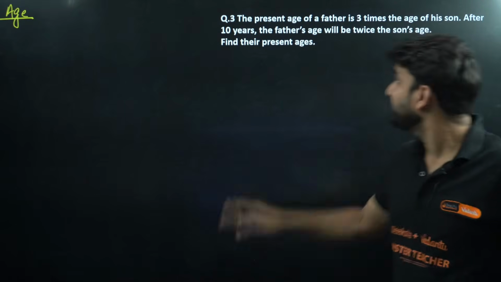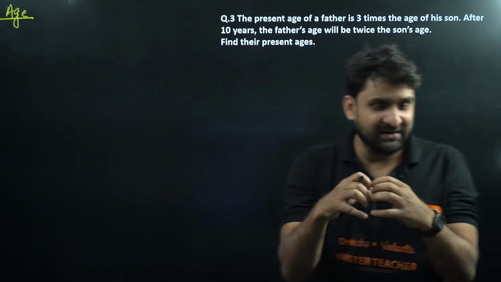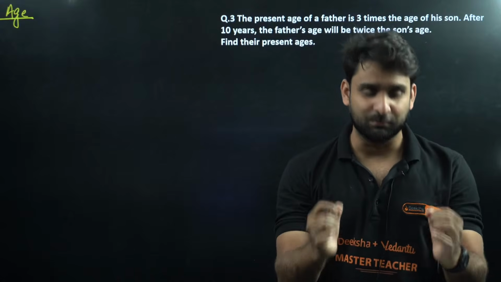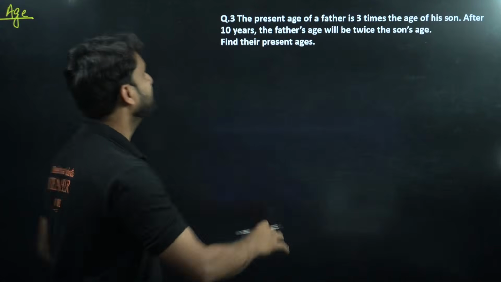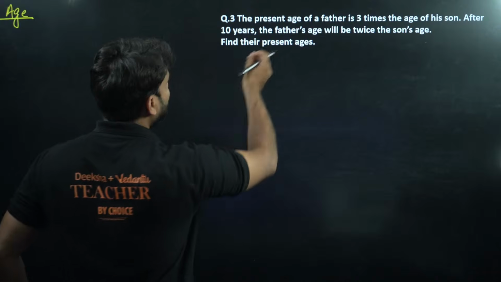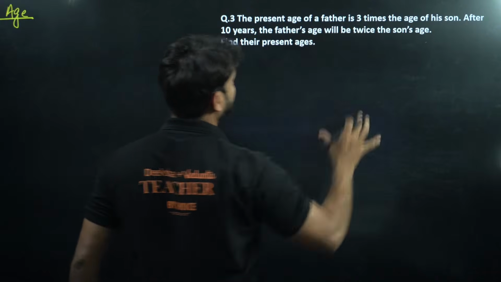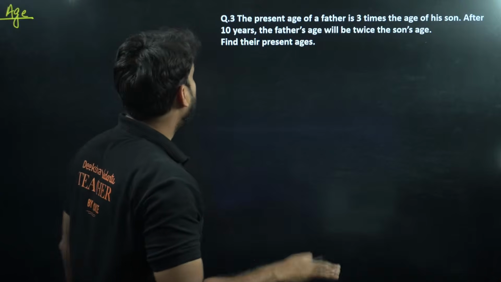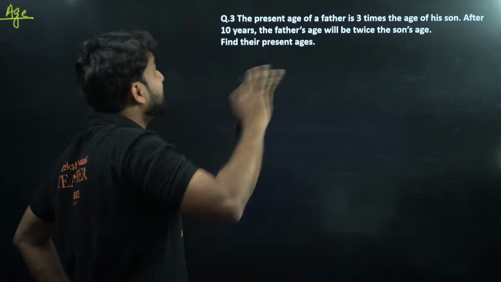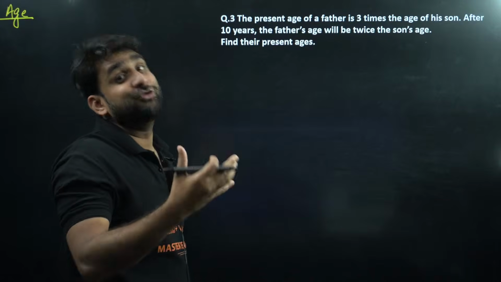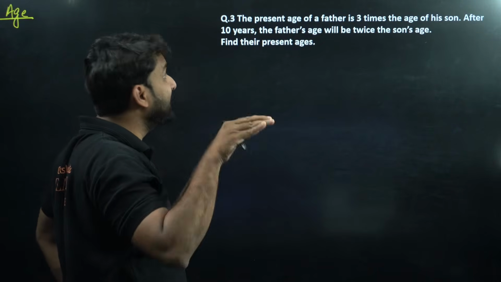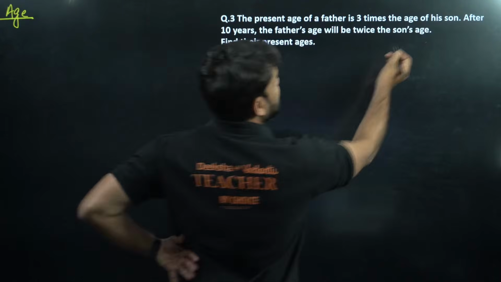Okay, moving to next. Okay, so please focus here. Class 10th champions, class 10th titans, everyone, my dear champions, board warriors, focus here. Okay, so the question is, the present age of a father is 3 times the age of his son. Okay, after 10 years, very good, means we are talking about the future. After 10 years, the father's age will be twice the son's age, okay.